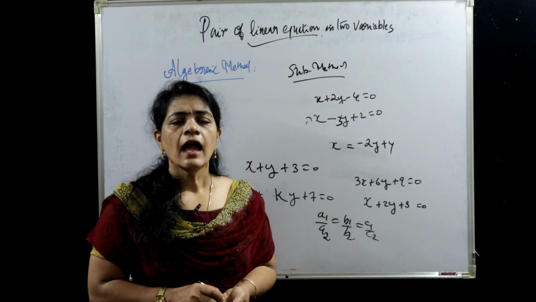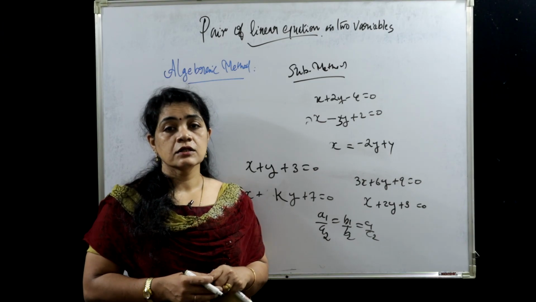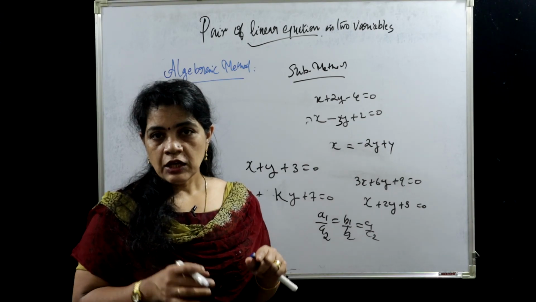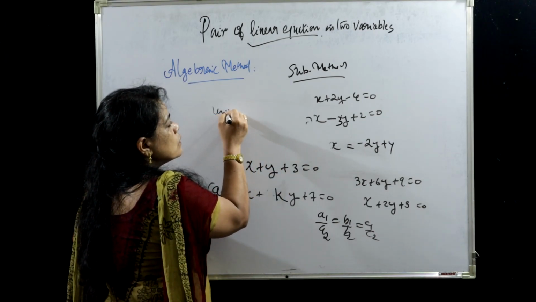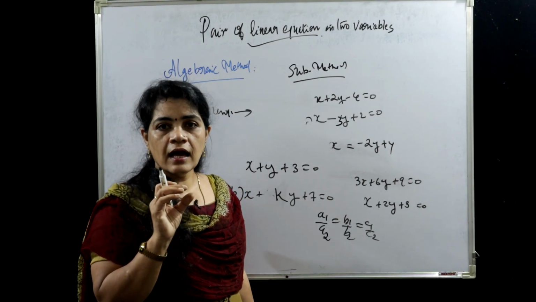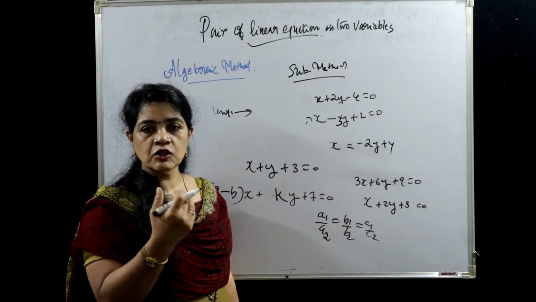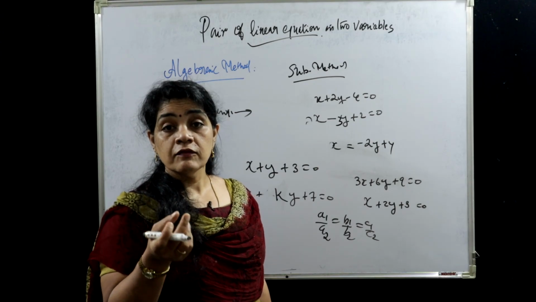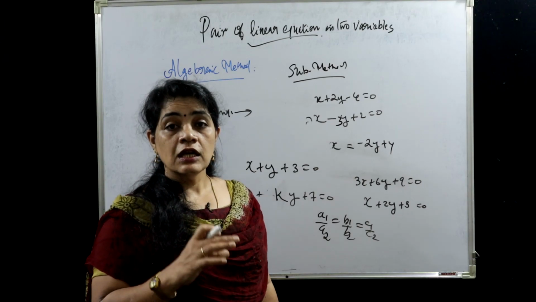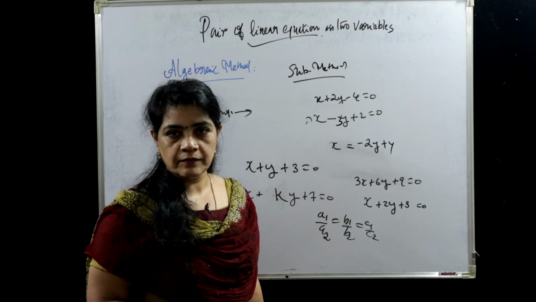That is the main application of this algebraic method of solving a pair of linear equations in two variables. Another very important point, as I told, a pair of linear equations has three types of solutions. If it has a unique solution, that pair is said to be consistent. The pair is said to be consistent when, after comparing the ratios of coefficients, a1 by a2 is not equal to b1 by b2.